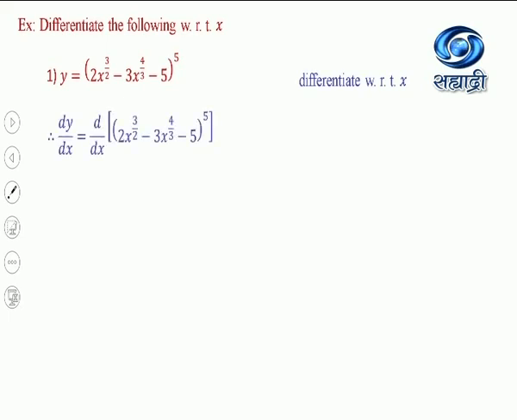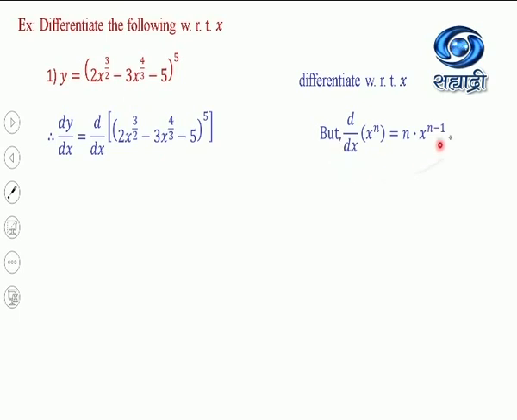Here, differentiate the following with respect to x. Now here I take this example as number 1. Y equal to bracket raised to 5. In bracket you see 2 into x to the power 3 by 2 minus 3 into x to the power 4 by 3 minus 5. Now differentiate both sides with respect to x. We get dy by dx equal to d by dx of right hand side.